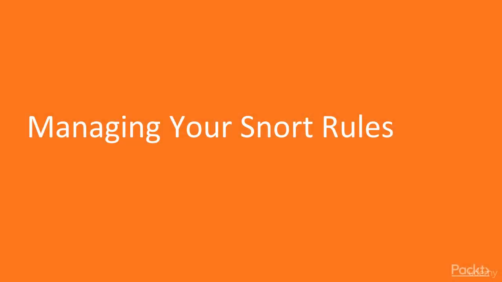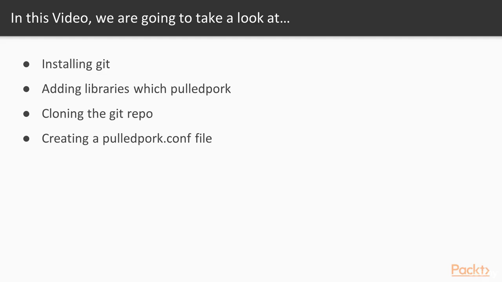This is the next video titled Managing Your Snort Rules. In the previous video, we installed a Snort IDS. In this video, we will install Git, then add libraries which Pulled Pork needs, after that clone the Git repo, and finally create a pulled-pork.config file.